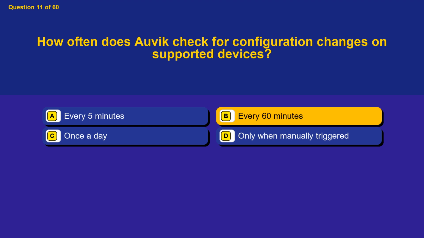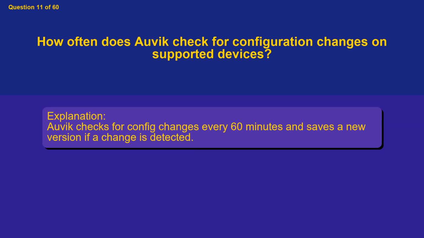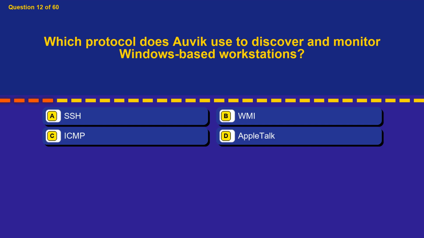The correct answer is option B. Every 60 minutes. Auvik checks for config changes every 60 minutes and saves a new version if a change is detected. Question 12. Which protocol does Auvik use to discover and monitor Windows-based workstations?